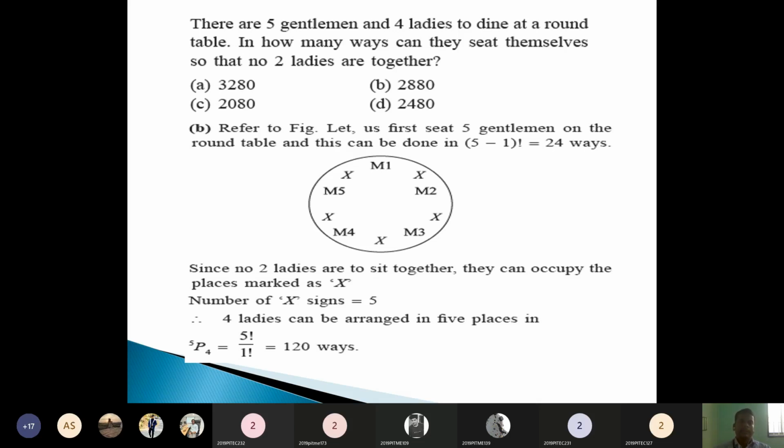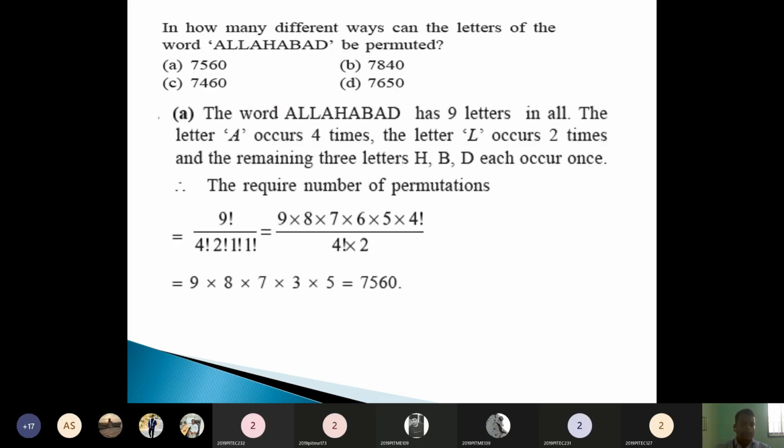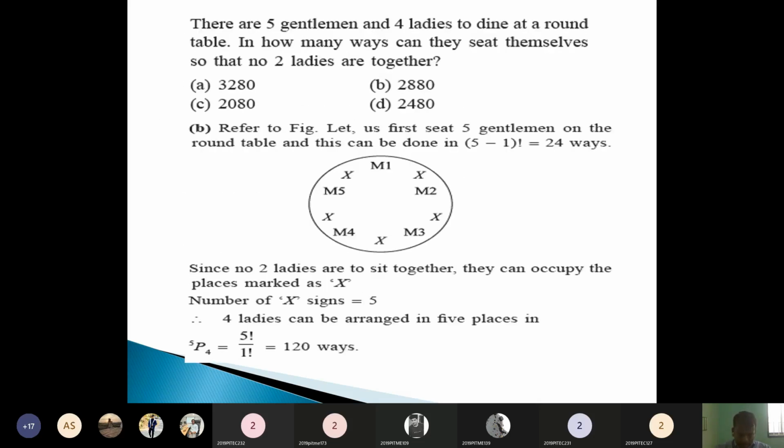That seems to be option B, 2880. 120 into 24. In the screen, it's not visible. Yes, 2880. Okay. Any clarification?